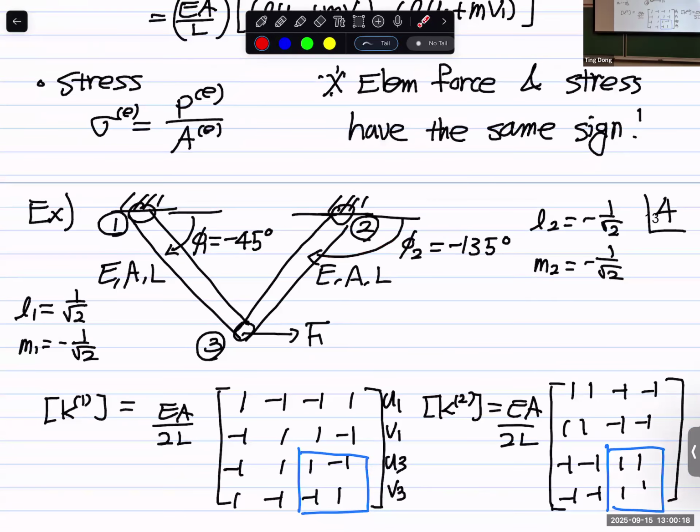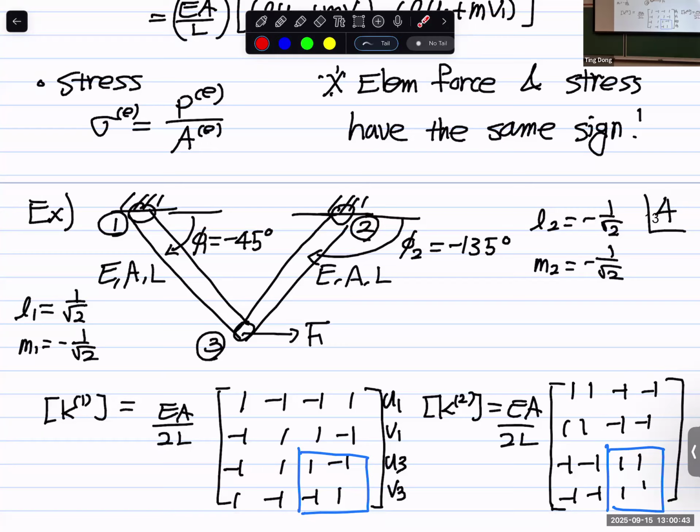It's true that I can define the positive x direction in this direction. I can also define the positive direction in this direction, from node 3 to node 1. Either is correct. You and your friend can define the local x direction any way you prefer, and in the end you should have the same results as long as your process is correct.